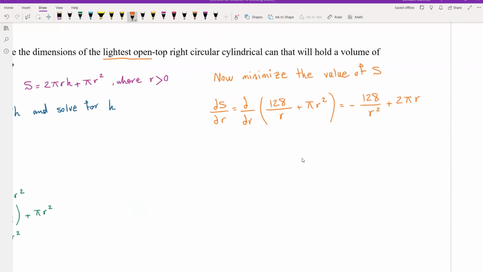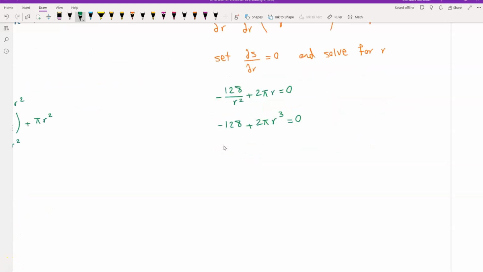Now minimize the value of S. So here we have to find the first derivative of S. So dS divided by dR is equal to negative 128 divided by R squared plus 2 pi R. Now set dS over dR equal to 0 and solve for R. So here we have negative 128 over R squared plus 2 pi R equal to 0.